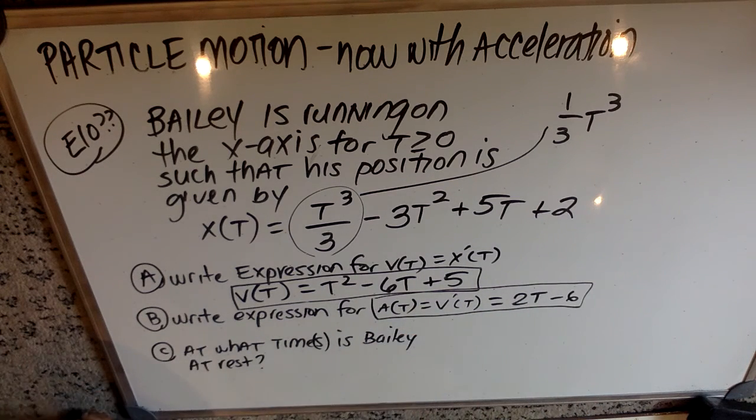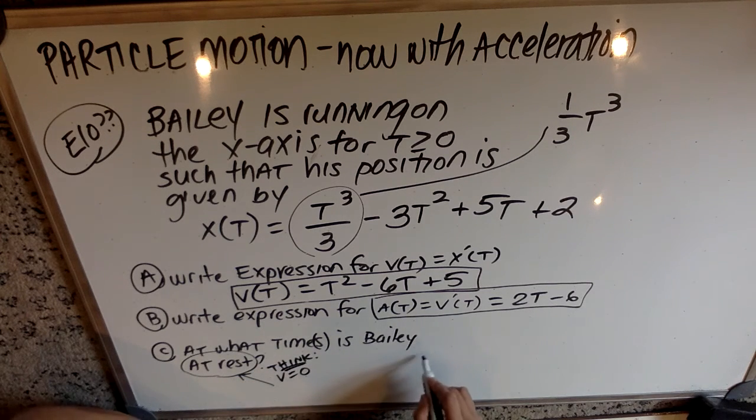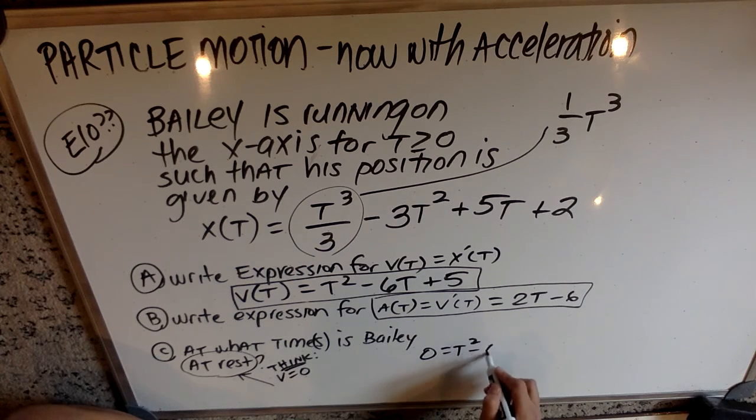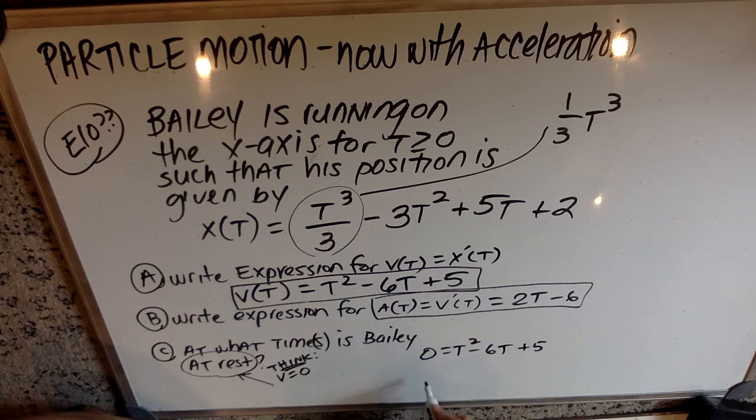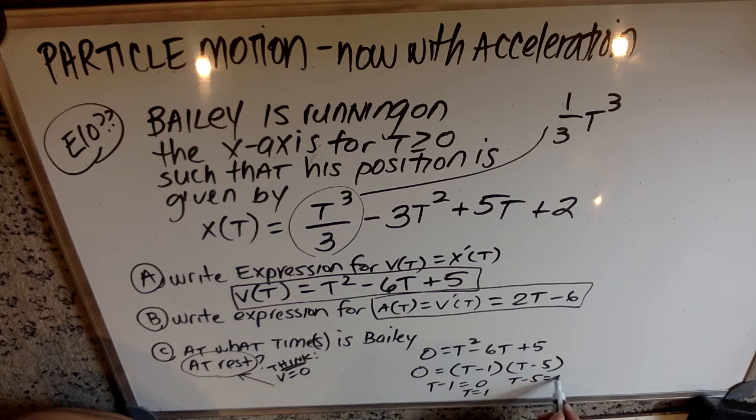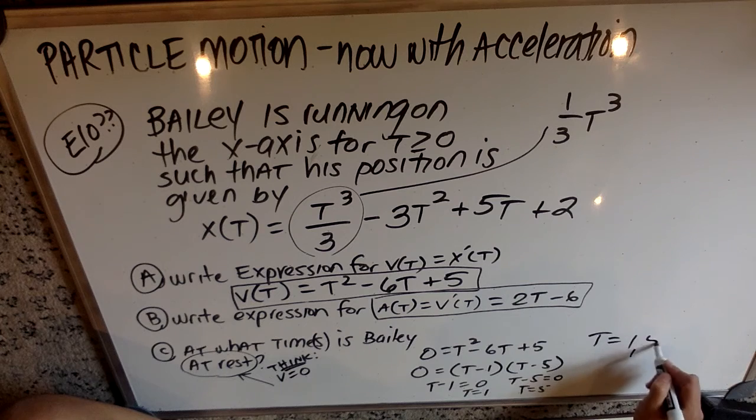And then the last question I asked here was, at what times is Bailey at rest? So when you hear at rest, right, your brain needs to think v equals 0, right? That's what your brain needs to jump to right away. That's why you want to make a note card, right? So I set v equal to 0, and because it's a quadratic, I can either use the quadratic formula or I can factor to solve. I'm going to factor into t minus 1, t minus 5. So either t minus 1 is 0, which would be t equals 1, or t minus 5 is 0, which would be t equals 5. So my answer to part C is t is 1 or 5, right?